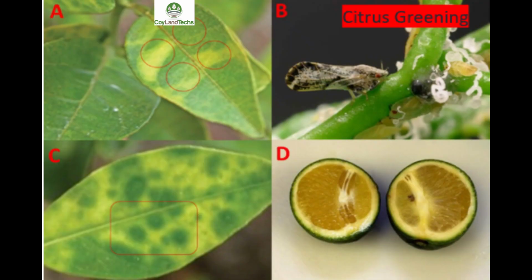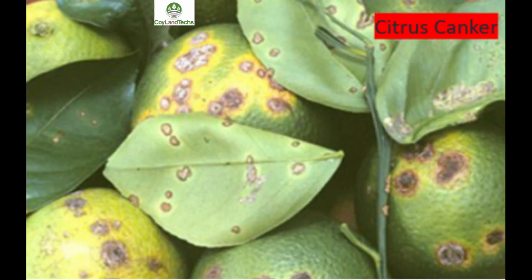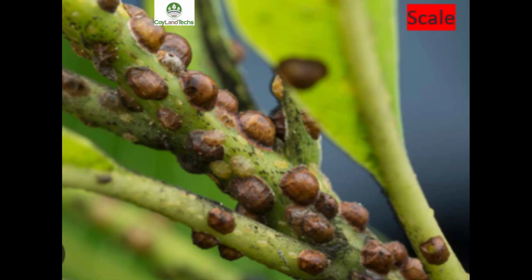Common pests and diseases affecting orange trees include citrus leaf miners, citrus greening, citrus canker, and scale insects.